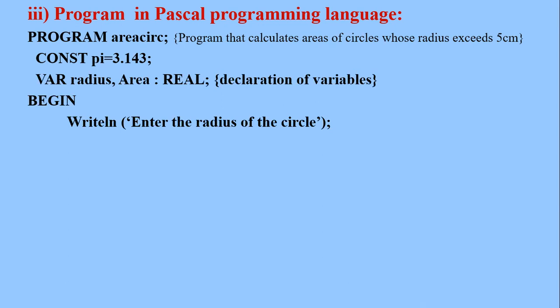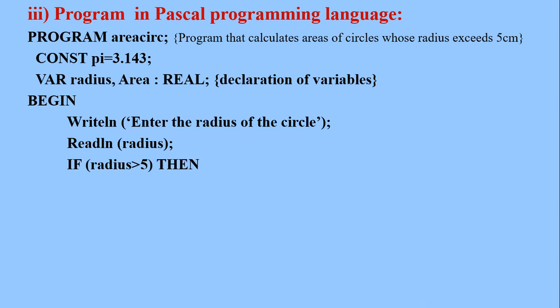Display the message, Enter the radius of the circle, on the screen. So write this message on the screen. Enter the radius of the circle. And once that statement is displayed, move to the next line. Then in the next line, below that statement, read the value that is going to be entered by the user as radius. So that value, store it in the memory location called radius. And then move on to the next line on the screen.